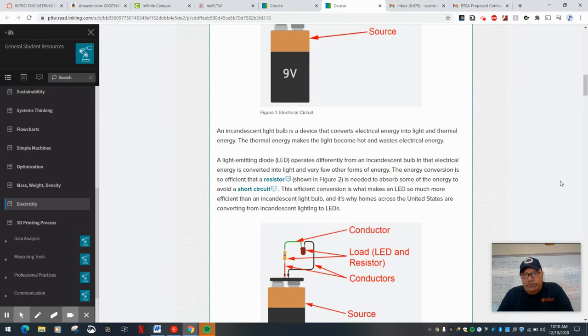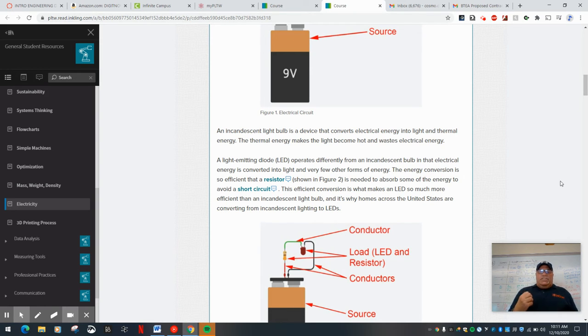So a light emitting diode, LED, y'all know what the LEDs are, operates differently from an incandescent bulb in that electrical energy is converted into light and very few other forms of energy, which is why you have less energy loss through that. Okay, because it turns it into light and no other form of energy, so you don't get that heat, so you don't get that energy loss.